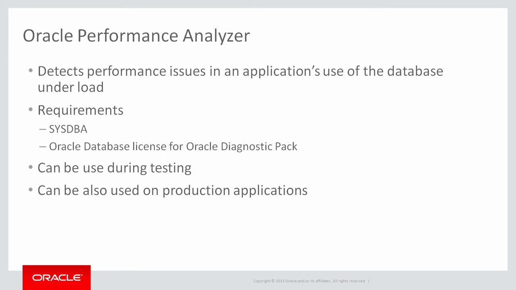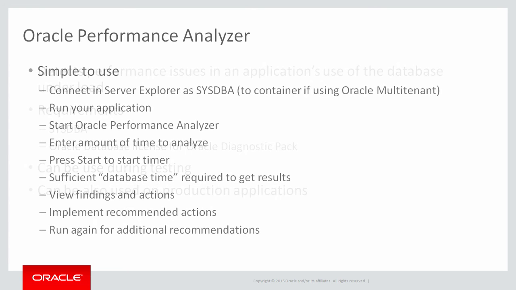You can use this when you're testing your application, but you can also use it to find performance problems with a production instance. Now, the Oracle Performance Analyzer is easy to use. You simply connect to your database in Server Explorer as SysDBA. If you're using Oracle Multi-Tenant, you connect to the container. You run your application, you start Oracle Performance Analyzer, and you enter the amount of time to analyze.